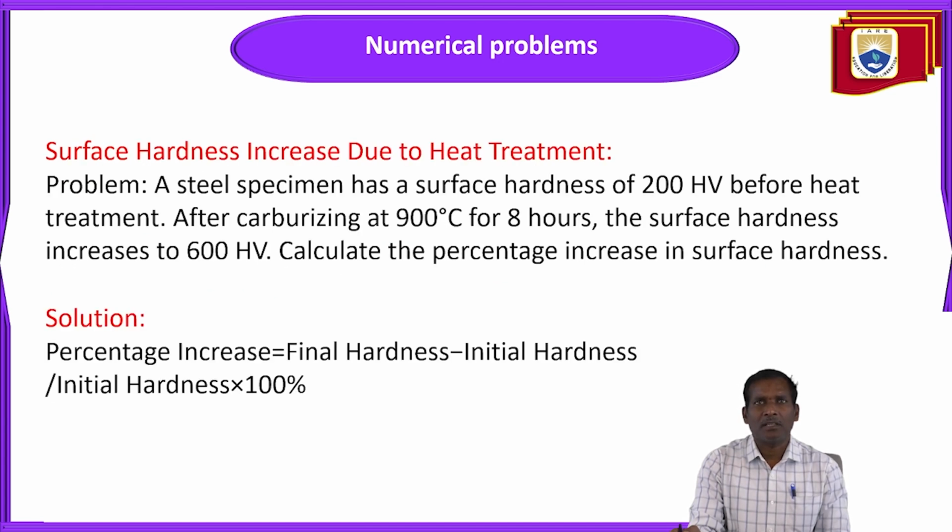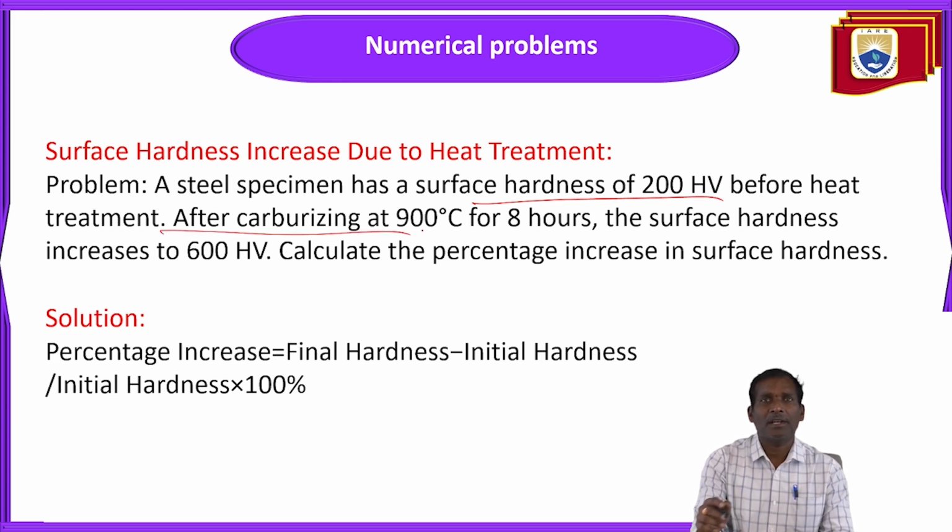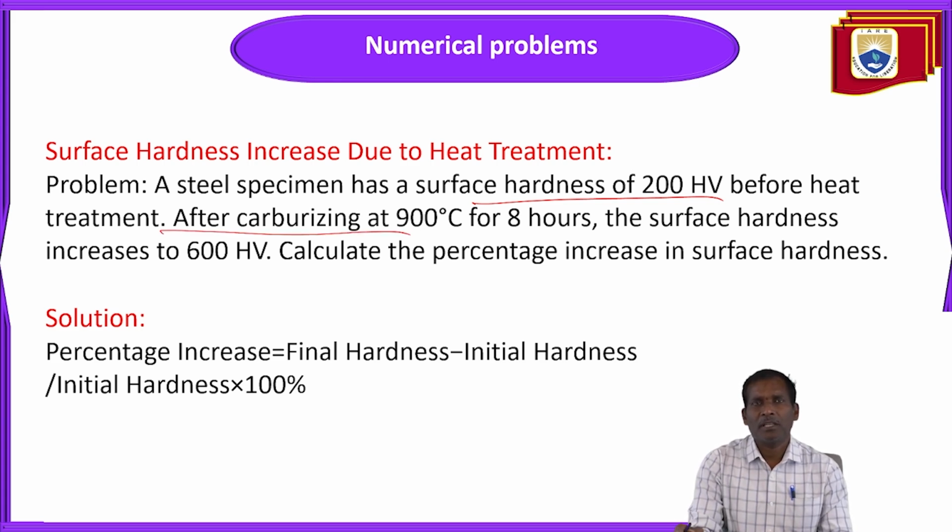The surface hardness increase due to heat treatment. Problem: a steel specimen has a surface hardness of 200 HV before heat treatment. After carburizing, which is a heat treatment process. Many heat treatments are there: normalizing, nitriding, carburizing, annealing.